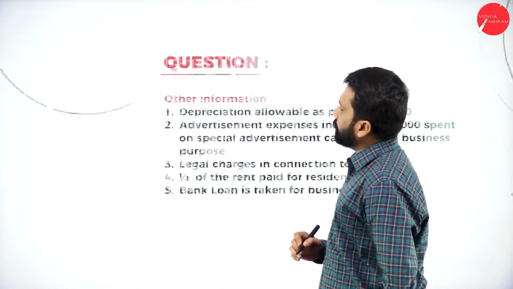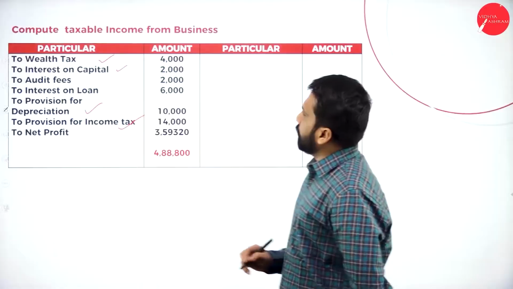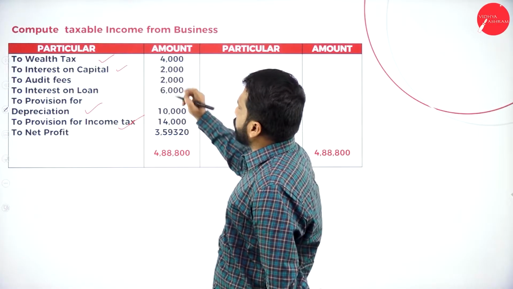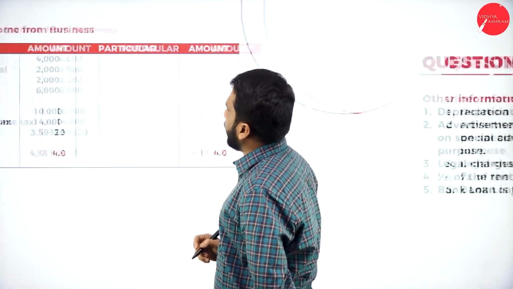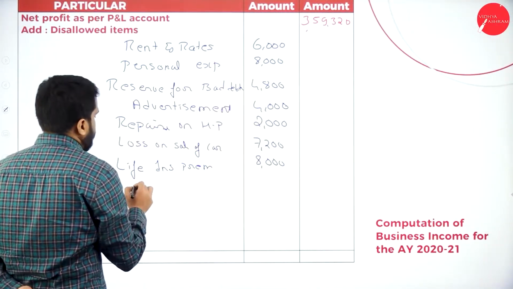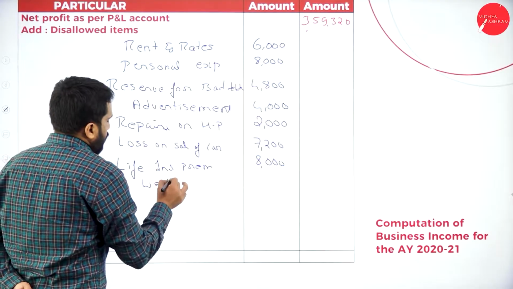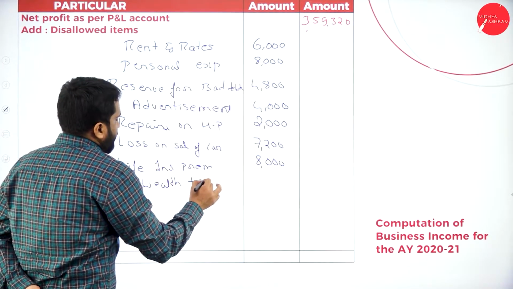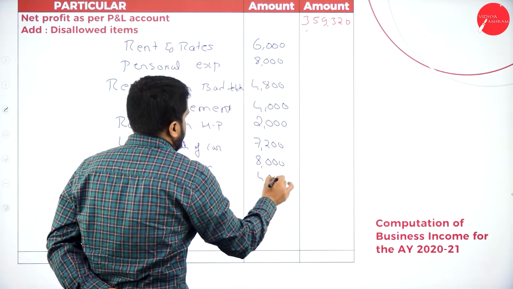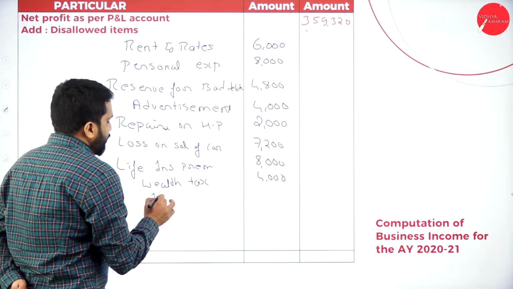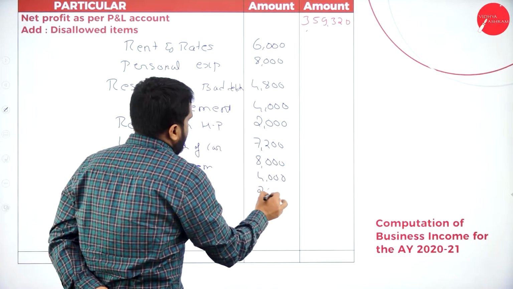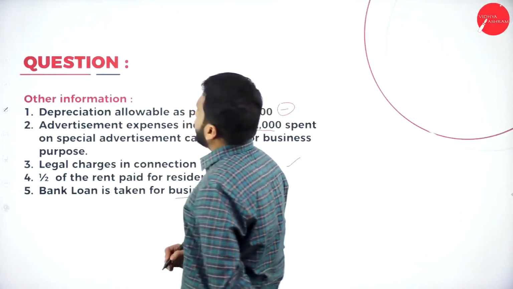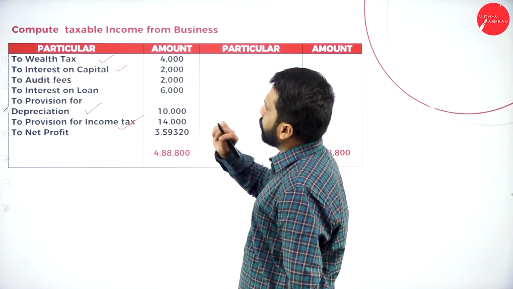Still we have, after life insurance, wealth tax 4,000 and interest on capital 2,000. Wealth tax 4,000. Then interest on capital, it is 2,000. Wealth tax is over. Interest on capital also over.